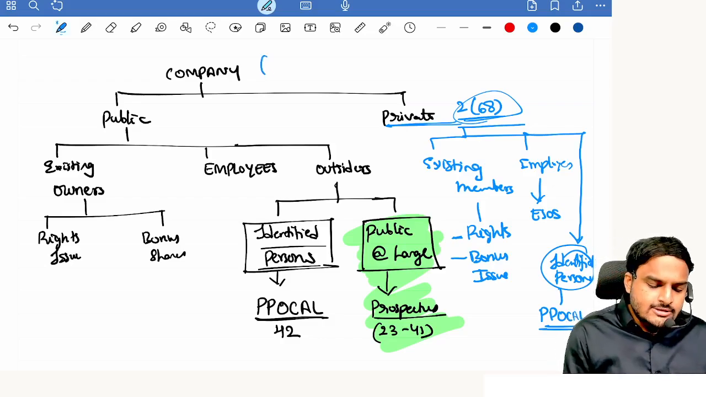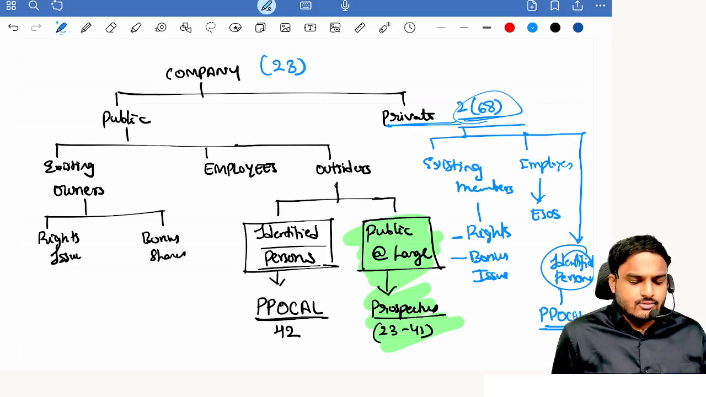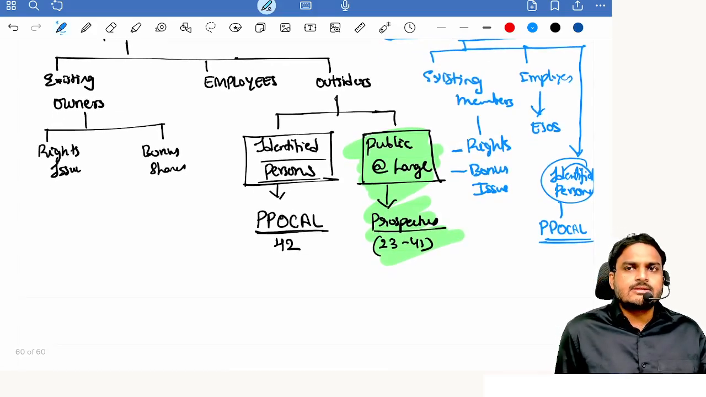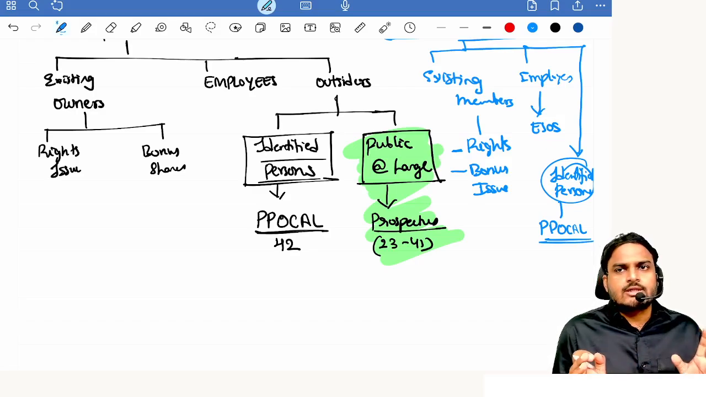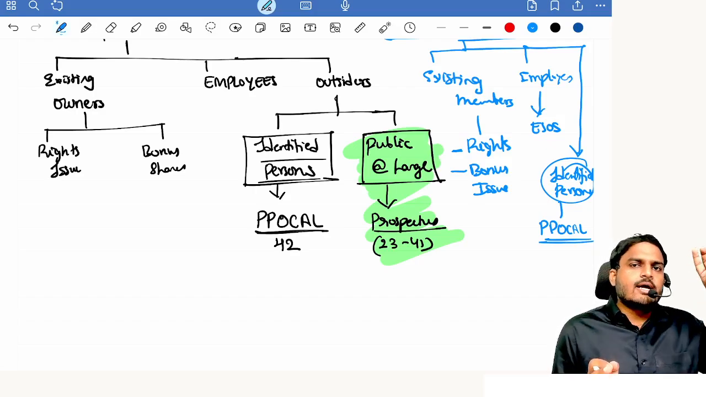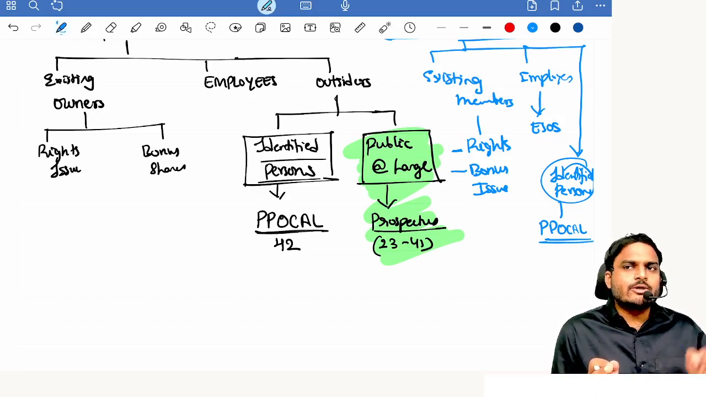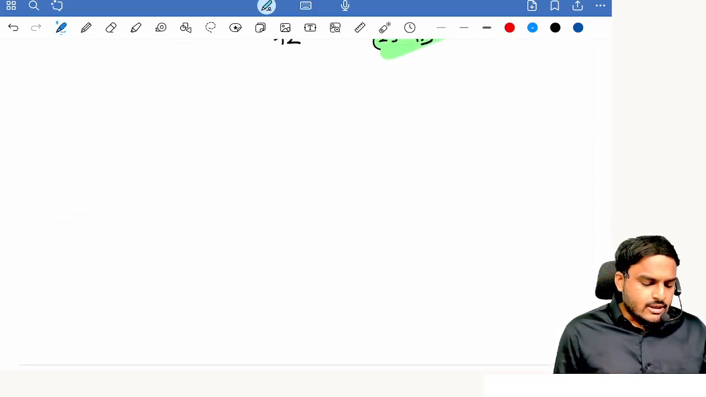And this is all about section 23. Clear? So what is section 23? Public offer, private placement, public companies and private companies: issue of securities. Simply, I call it the mode of issue of securities. A public company can offer securities to existing members, employees as well as outsiders, whereas a private company can offer securities only to its existing members and employees. Next one, identified persons.